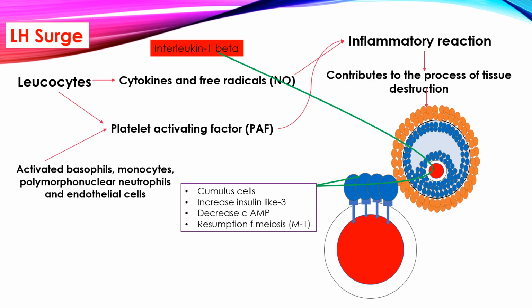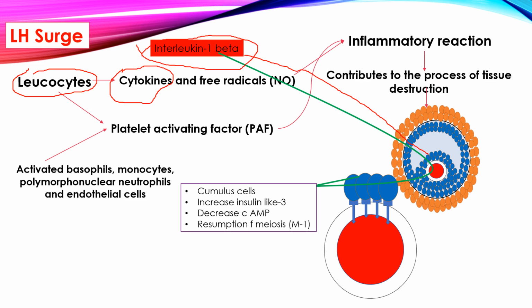As the blood flow increases over the surface of the follicle, the leukocytes secrete cytokines. Some of the cytokines, like interleukin 1, stimulate the cumulus cells which are very close to the oocyte. Under the influence of interleukin 1, these cumulus cells produce a very important factor, insulin-like factor 3, which also takes part in decreasing the cyclic AMP, that is, it causes cessation of the supply of cyclic AMP from the cumulus cell to the oocyte. Therefore, there is a drop of cyclic AMP in the oocyte, and it completes the first meiotic division. So when there is an LH surge, it causes a drop of cyclic AMP so that the oocyte can complete its first meiotic division.